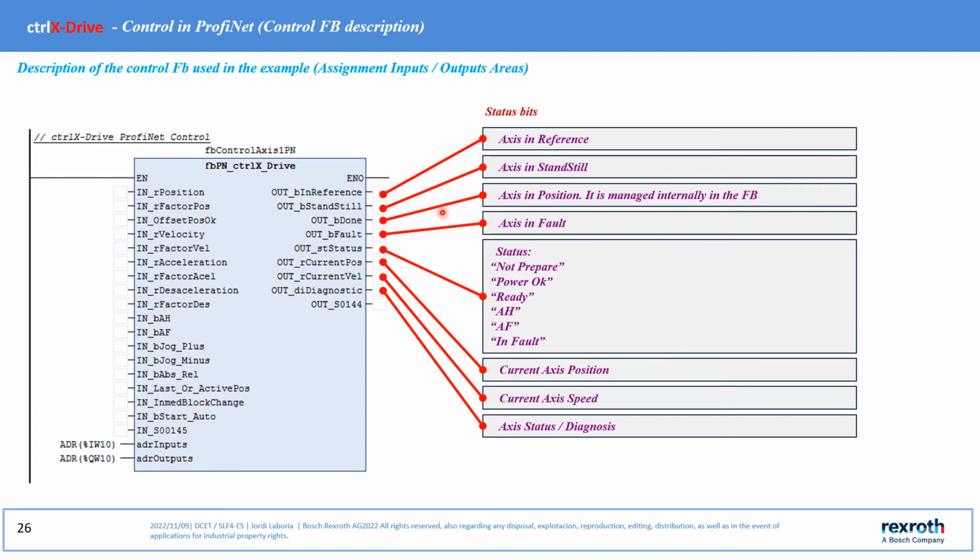Regarding the outputs of the function block, this has the indication of referenced axis, axis in standstill, axis in position, if the axis is in fault, the status of the axis, and the current position, and also current speed. And the diagnostic status sent by parameter S-0-0319, with which we can always see the internal message the axis is sending.